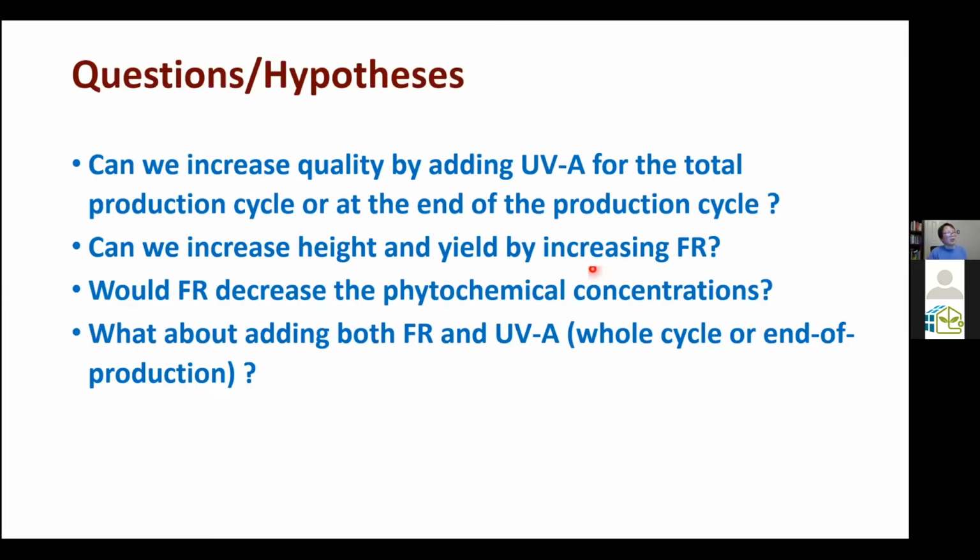So we have these hypotheses or questions. Can we increase quality by adding UVA for the total production cycle, or at the end of the cycle? Can we increase the height and yield by increasing the far red photons? And would the far red decrease the phytochemical concentration, which we saw in our previous study in other leafy greens? We haven't done this in microgreens, so we wanted to know if it is the same. And how about adding both far red and UVA? Far red is going to decrease the concentration and adding UVA is supposed to increase it. So we wanted to know how the microgreens respond to these kinds of treatments.